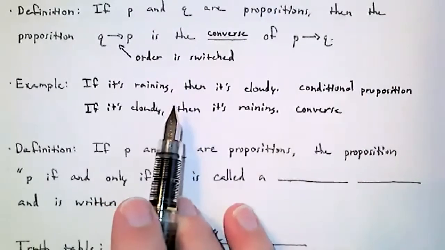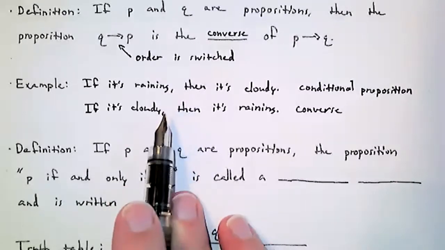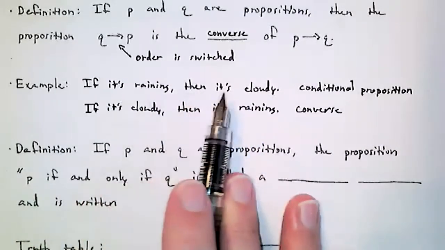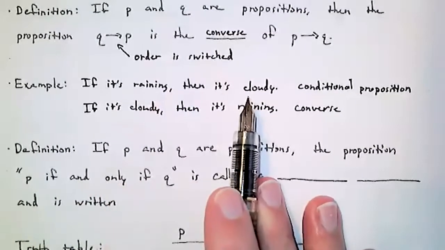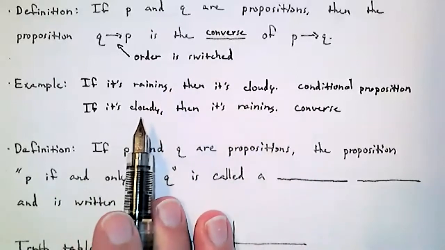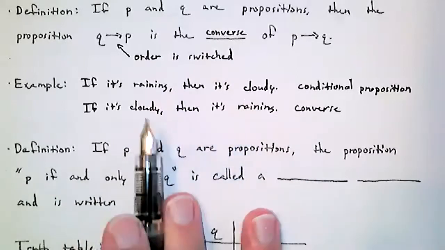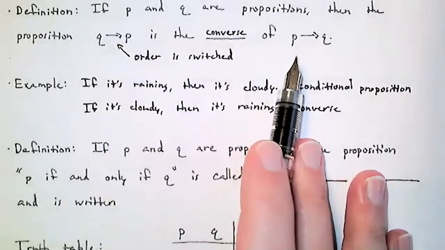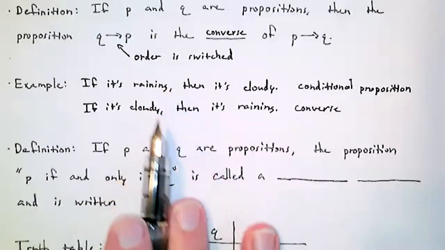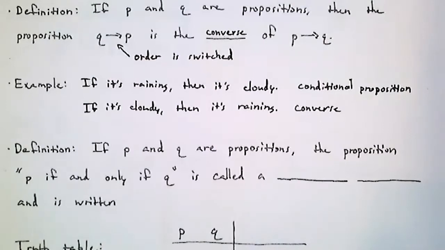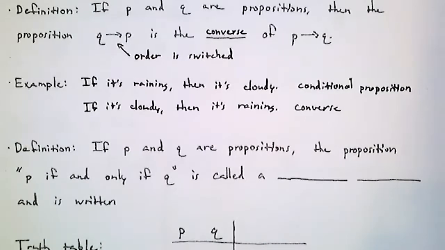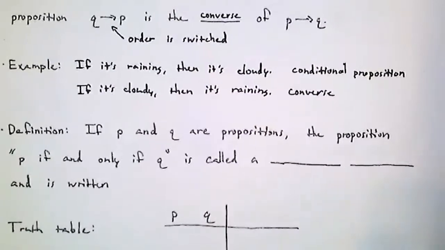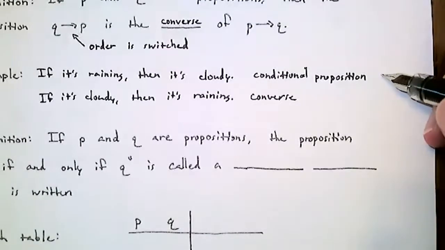I picked this example just to illustrate that these are actually very different kinds of propositions. Because the first one, I think we can all agree, has to be true. If it's raining, then there actually has to be a cloud that's dropping rain on you. But if it's cloudy, it doesn't have to be raining. It could just be cloudy. So keep in mind that when you switch the order, the meaning of your proposition changes. Maybe I'll put a note here. Different meaning.